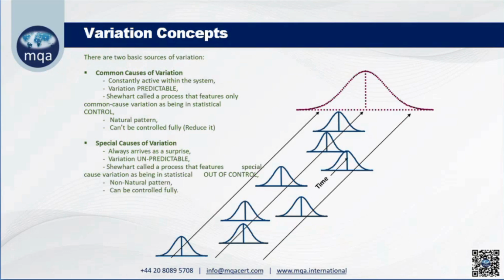There are two sources of variation. The common causes of variation are always there, they are predictable, and they have a natural pattern, and we can't control them fully. We can try to reduce them. When you go from your home to office, you leave home at exactly the same time, but when you reach the office, it could be 2, 3, 4, 5 minutes here or there, because there was traffic or some obstruction. So these are always going to happen. Some noise in the system, which you can't control, but you can try to reduce by leaving early. Because the target is not to leave on time. The target is to reach on time.